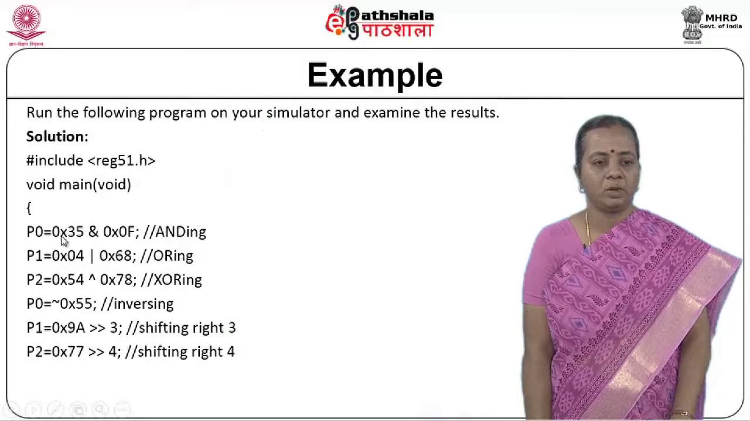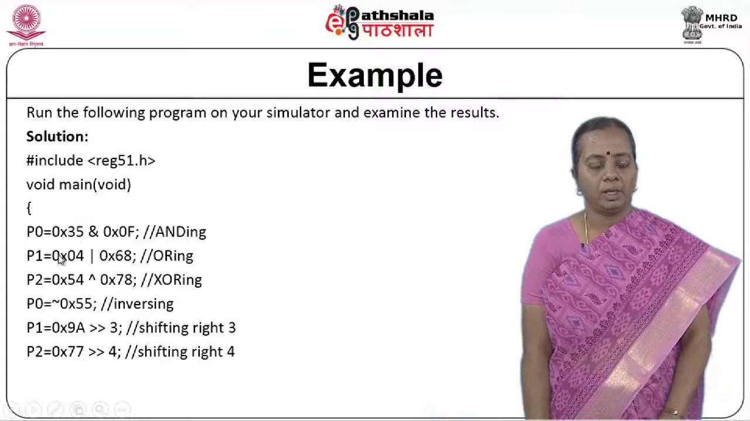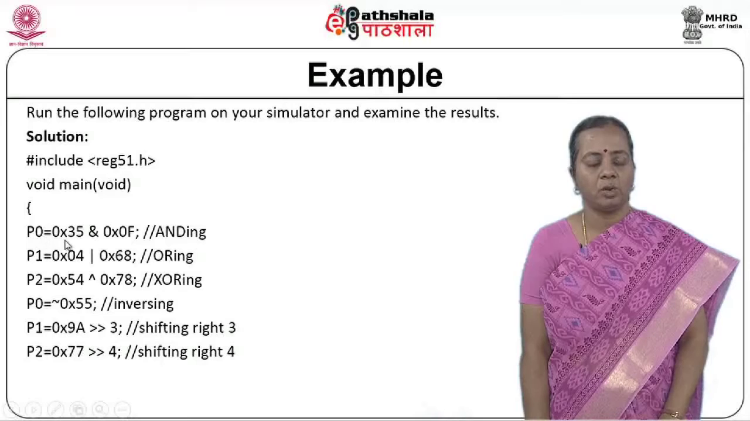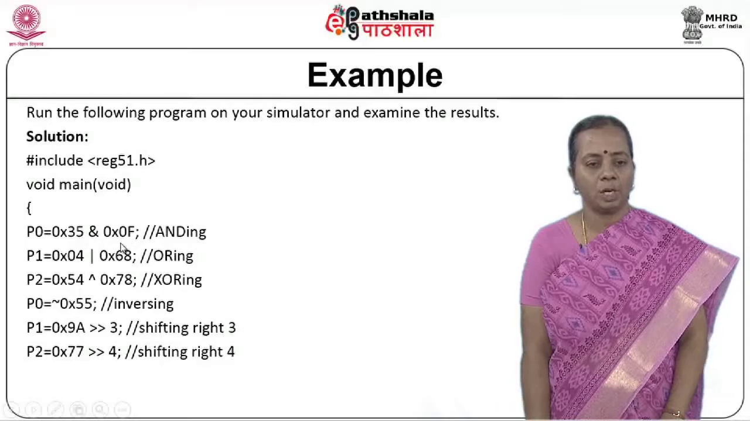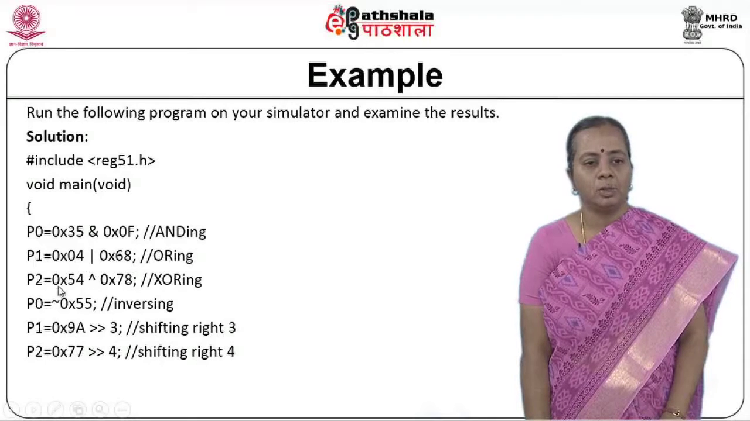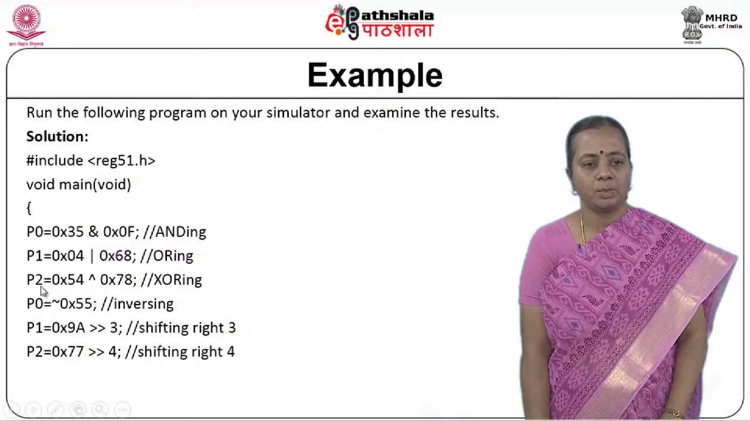So, you just see that here P0 is equal to, because include reg51.h says that the reg51 library is included, so it is directly telling that it belongs to the 8051 microcontroller. Because of that I can directly say P0 is equal to something, then it will automatically identify that this is port 0. So, port P0 is equal to 0x35 ANDed with 0xFF, these two values are bitwise ANDed, and the result will be pushed towards port 0. And just see that 04 ORed with 68, these two are hexadecimal numbers which will be given at the port P1. So, when you are looking at 54 XORed with the 78, these two are hexadecimal numbers whose results will be placed to your P2.